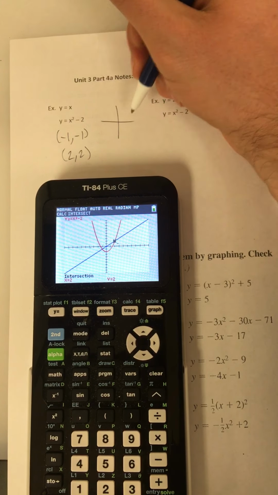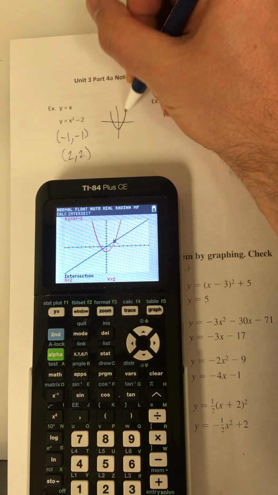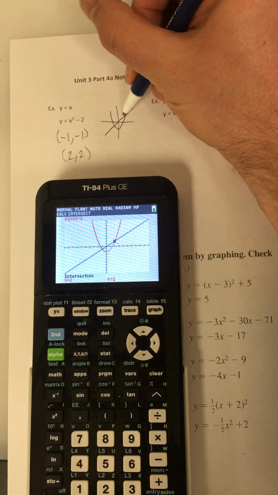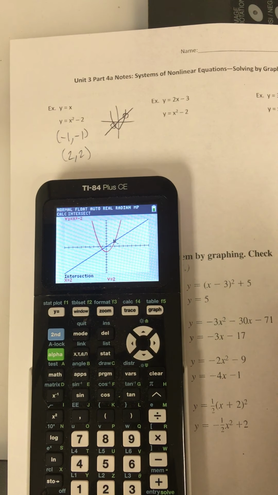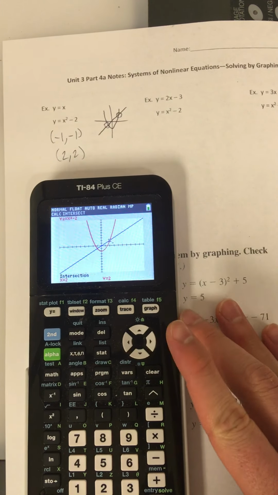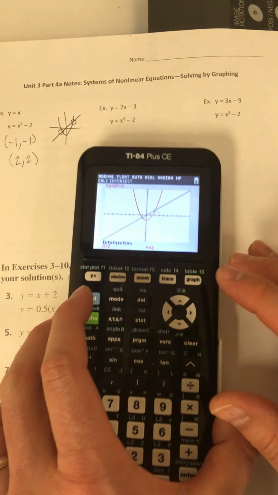Let me just draw a quick sketch of what we had here. So we had this parabola, we had this line. We're just finding these 2 points. That's where they touch.